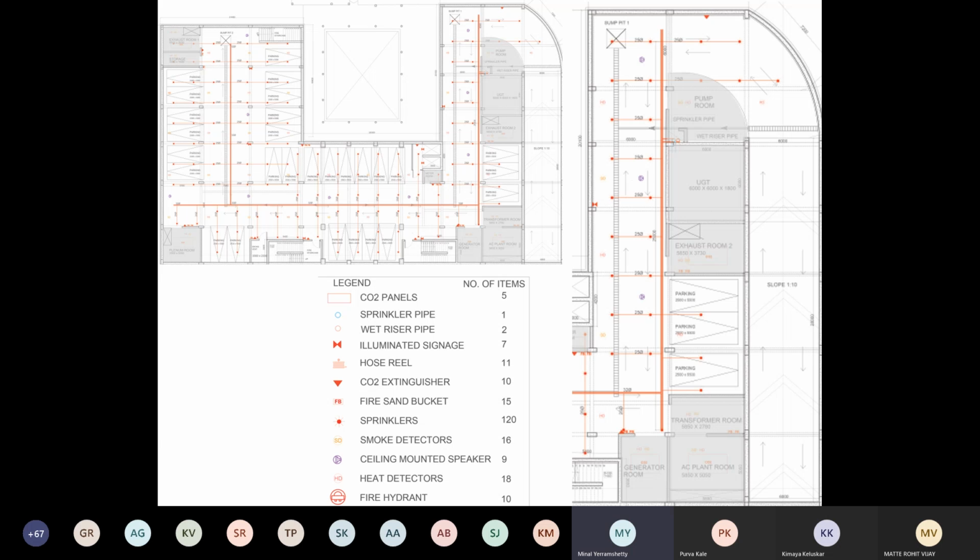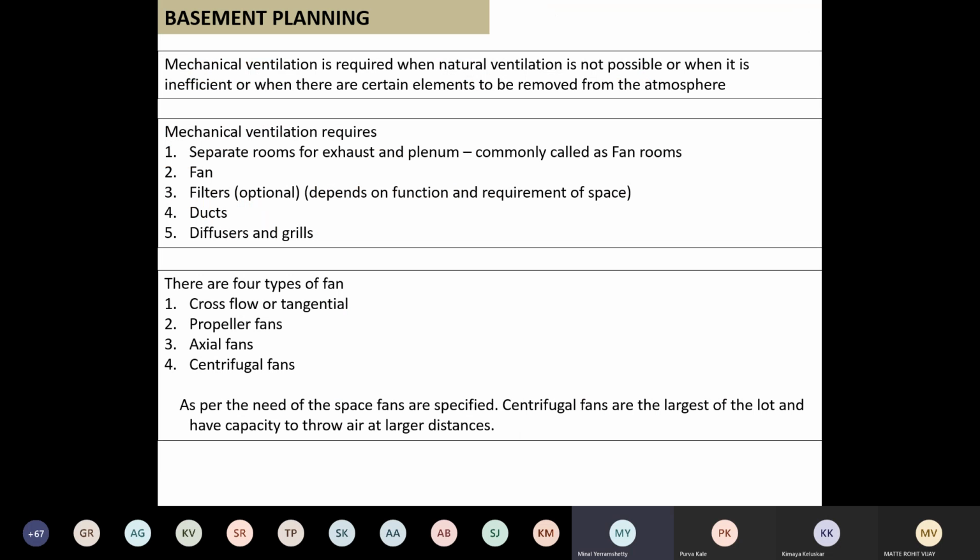Quickly, there are a few components that I just want you to go through. What are the fans available? There are four kinds of fans. These are some of the things that you require: separate rooms for exhaust, we saw that; you require fans, you require filters. Now, filters I did not talk about, because we are going to talk about filters in great detail when we talk about AC. But a similar kind of filter can happen here.